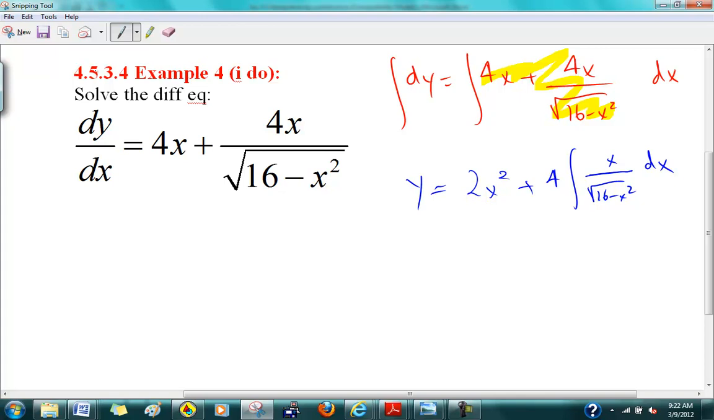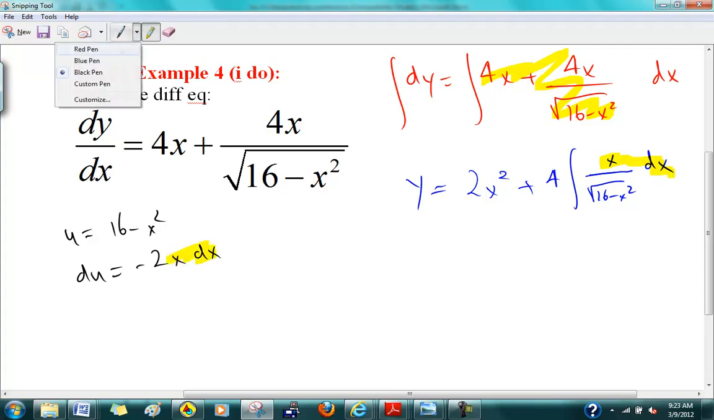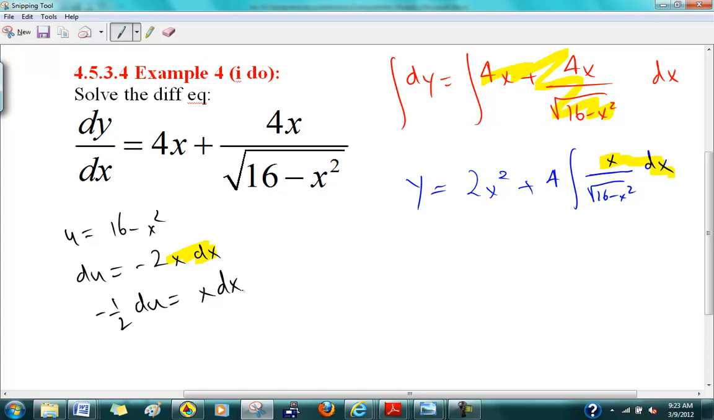You guys make me a suggestion. What do you want me to u sub? Which one? 16 minus x squared. So then du is equal to negative 2x dx. Nice, good job. So again, one more time. Here's my x dx. So what I'm going to do is I'm going to write negative 1/2 du equals x dx. You with me on that?